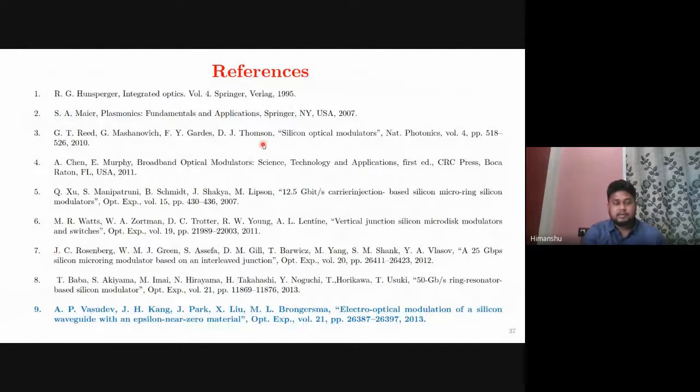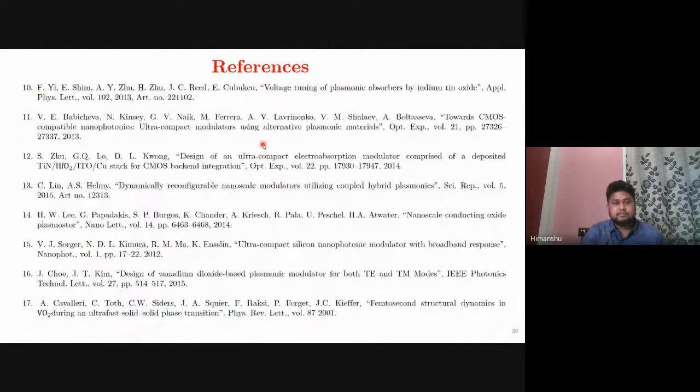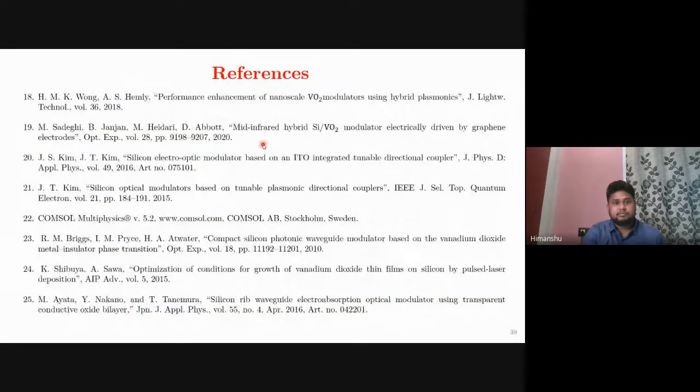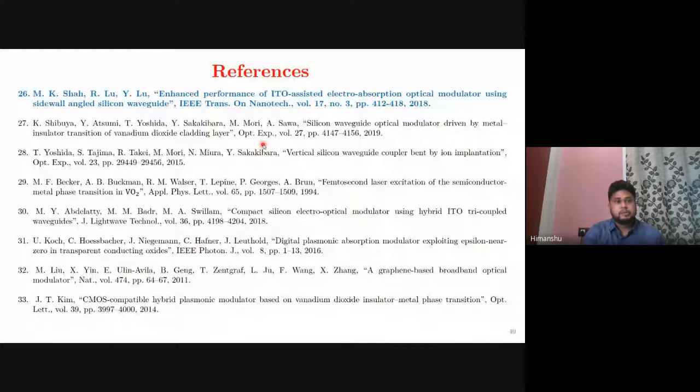So these are the references. So here this reference was one of the base papers for the first chapter. So we have highlighted this reference to show it.